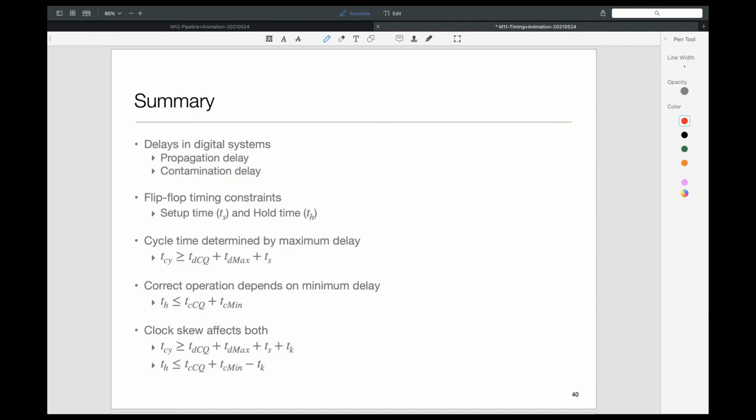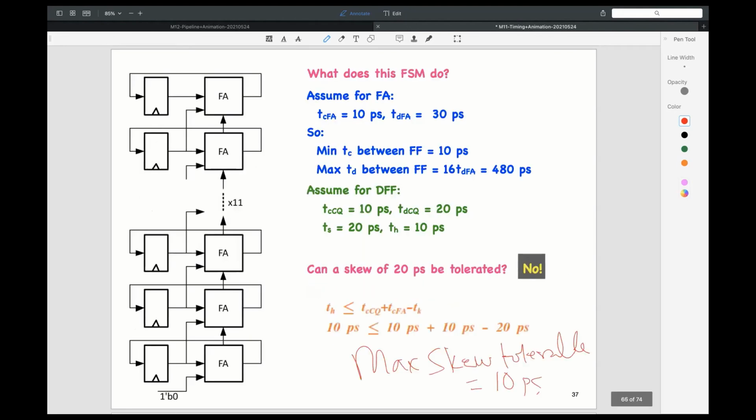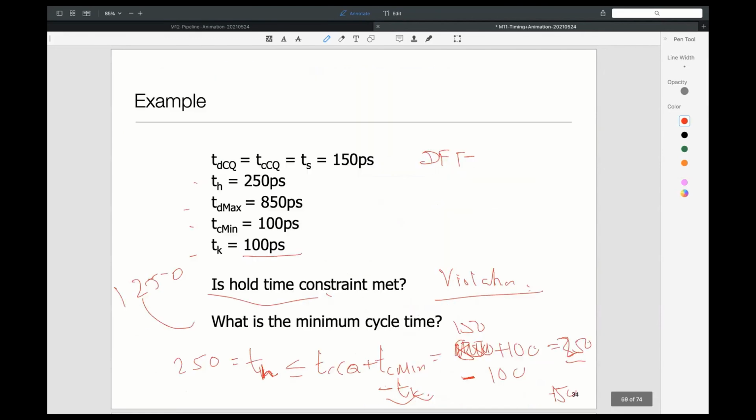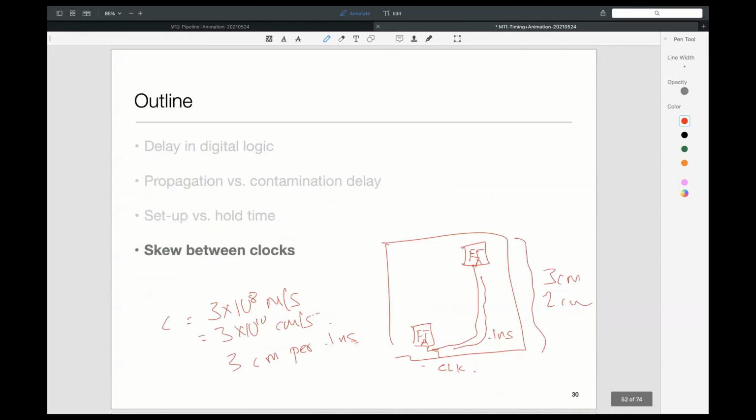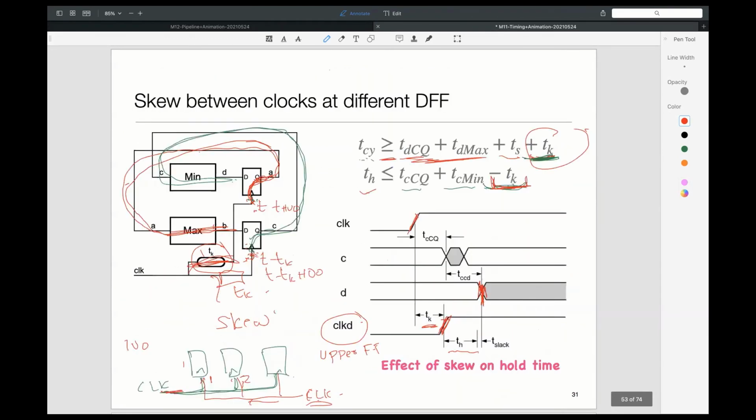I still have no idea how you got the minimum clock cycle time. Which slide are you talking about? So the minimum clock cycle time is really an outcome of this equation, right? If it is saying clock cycle time has to be greater than the right-hand side, then the right-hand side is the minimum clock cycle time, right? Does that make sense, Nathan? Okay.